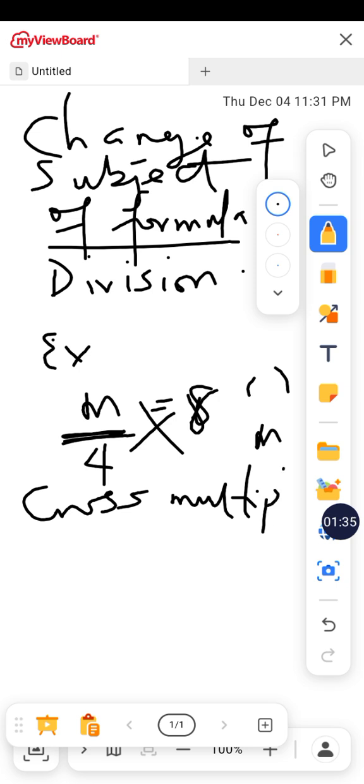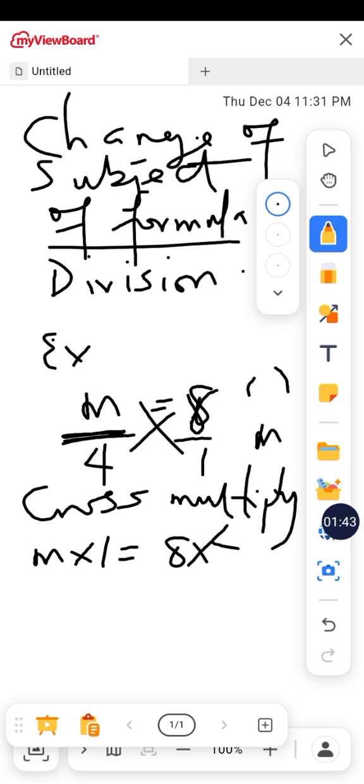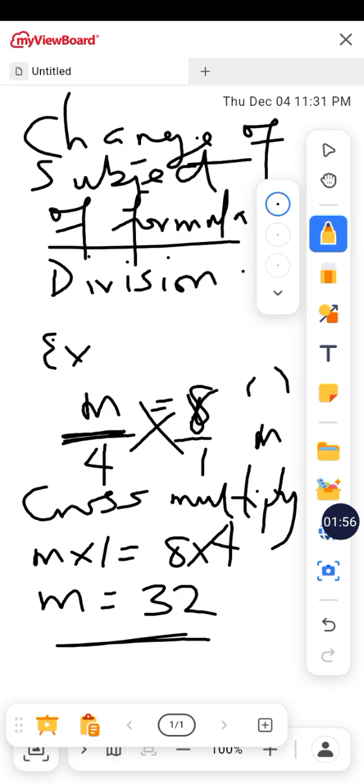Let us cross multiply. When we cross multiply, this is like 8 over 1. So we have m times 1 equals 8 multiplied by 4. So m equals 32. And don't forget, the aim of any change of subject of formula is to enable that alphabet to stand alone, which we have been able to do here.